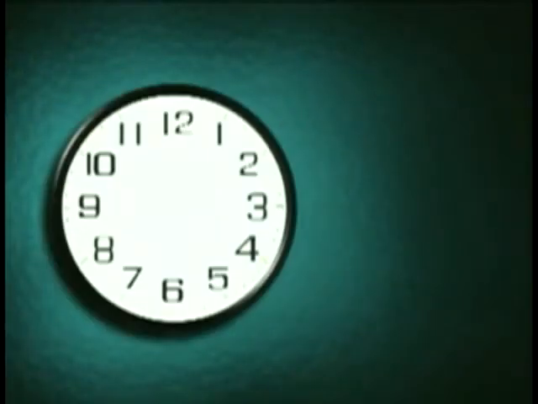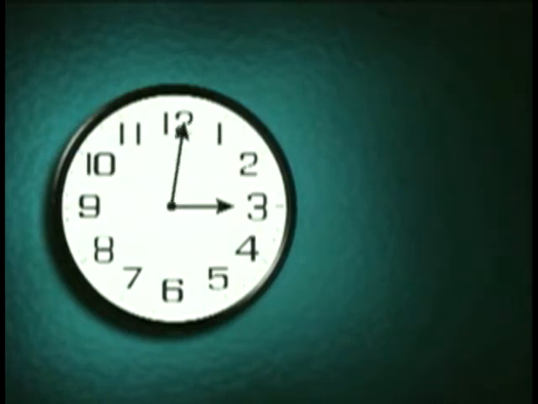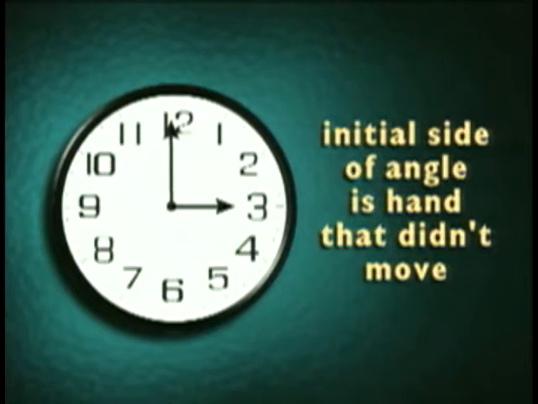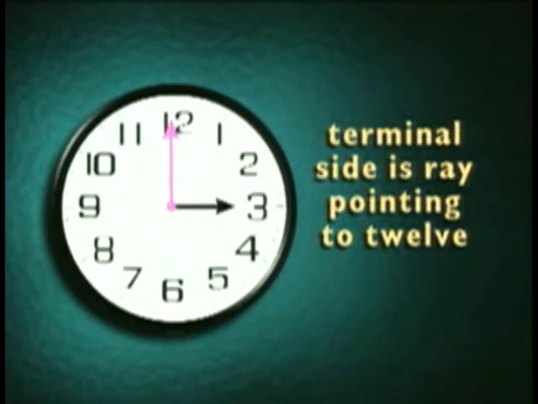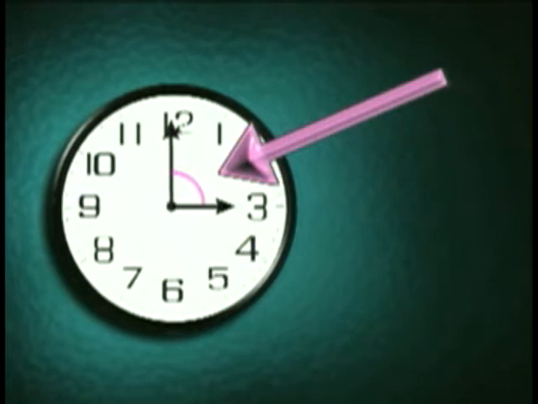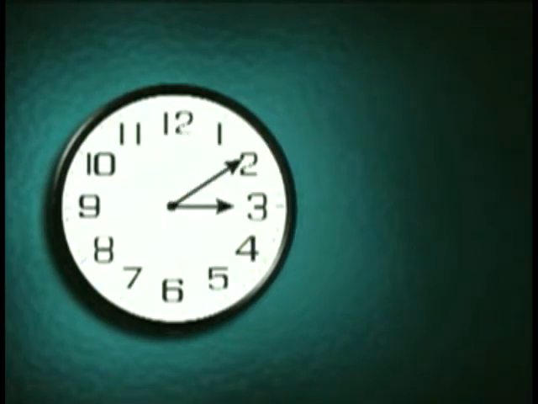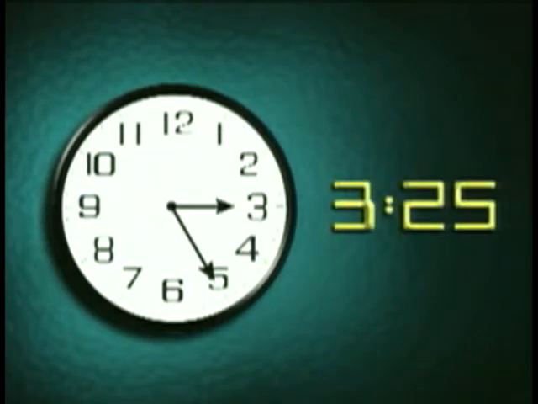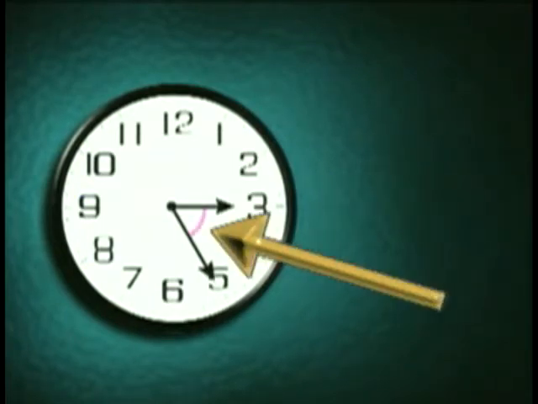Let's start by positioning the hands at 3:15 so that the hands are over one another. If we rotate the minute hand so it points back to 12, then the clock reads 3 o'clock. The initial side of the angle is the hand that didn't move, the hand that's pointing to 3. The terminal side of the angle is the ray which is pointing to 12. That's one angle right here. Now, if we rotate the minute hand, or terminal side, around to 5, then the clock reads 3:25. That's another angle here. All right, so now we've drawn two angles.